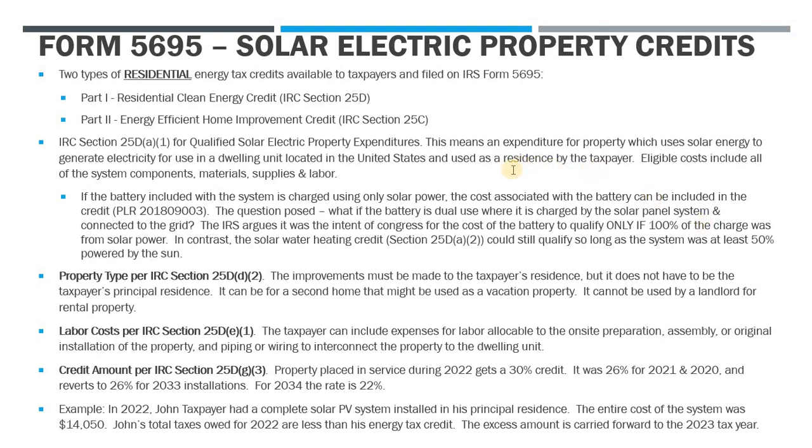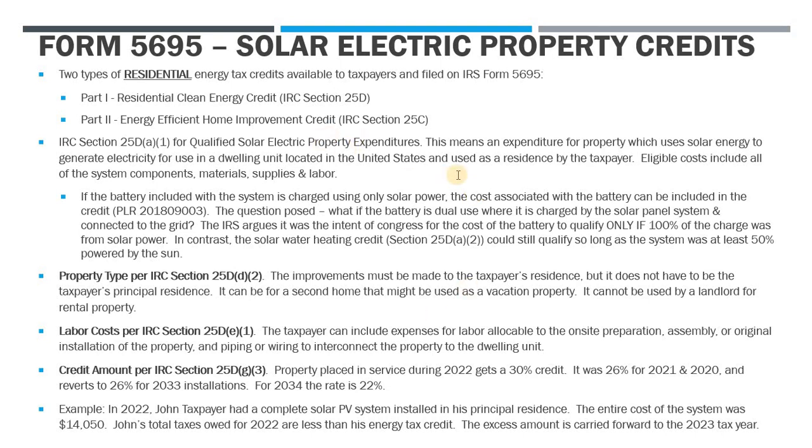Now, what's interesting about this credit versus some of the other ones is it doesn't have to be your principal residence, right? It just has to be a residence. And so we'll talk a little bit about this later, but most times it's taxpayers installing it in their main home. But if you have a vacation property, you can install it there as well.